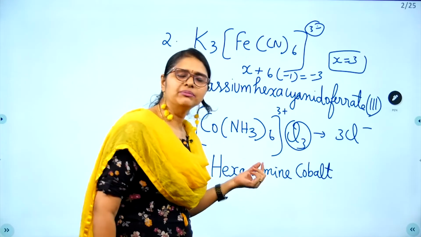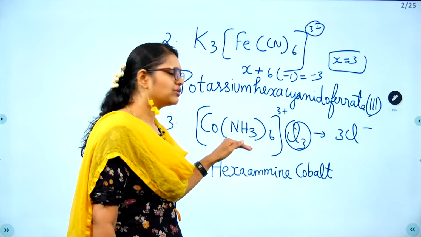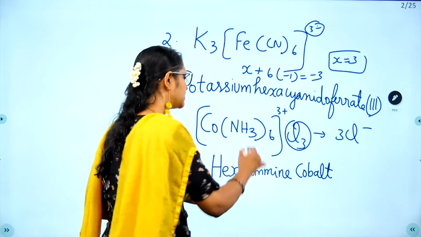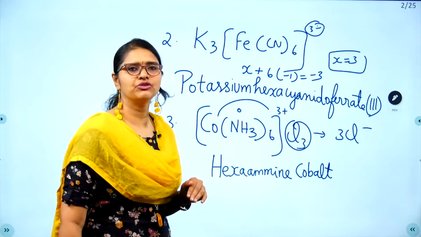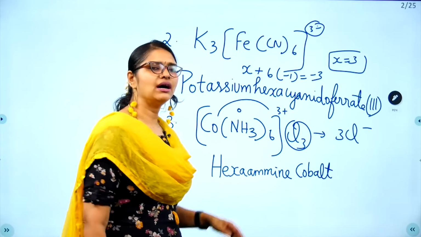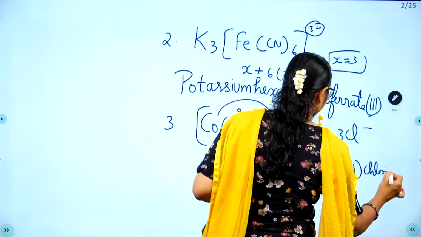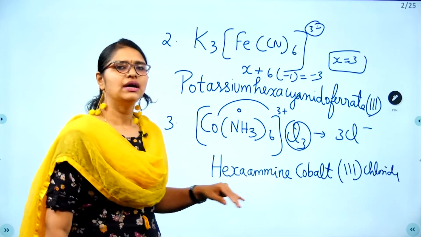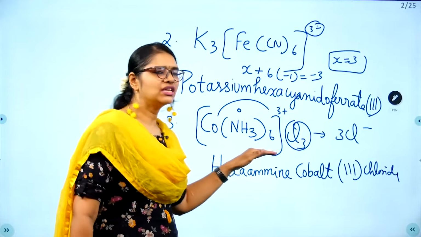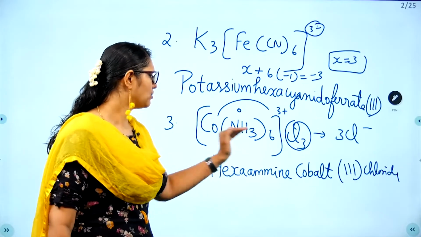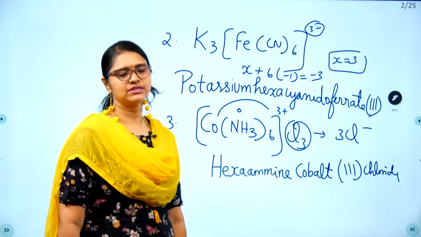Now what about the amine? Whether it is a positive, negative or neutral ligand, you know very well it is a neutral ligand, so its charge is 0. So directly you can take the cobalt oxidation number to be 3. So hexaamine cobalt 3 chloride. Understood? We don't have the positive ion here, so you have to start with the ligand. Hexaamine cobalt 3 chloride. Is that okay?